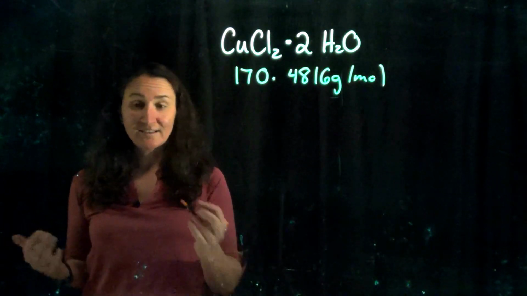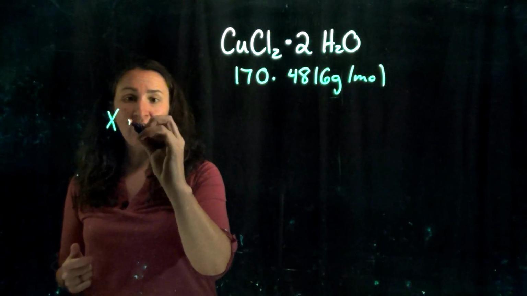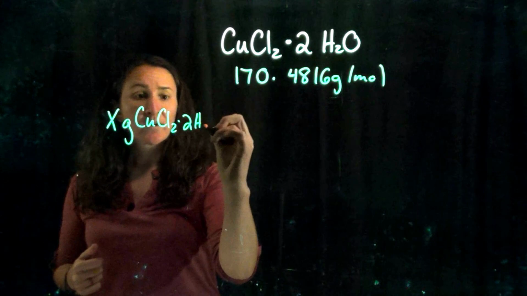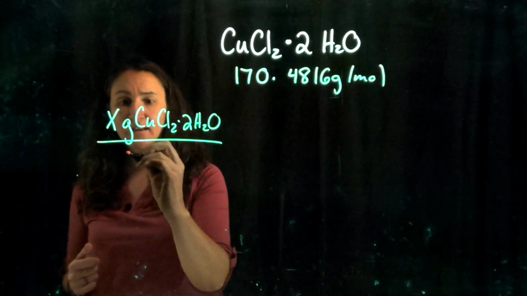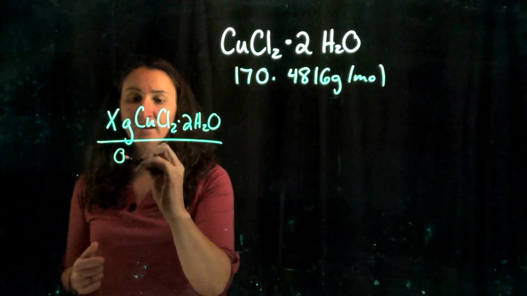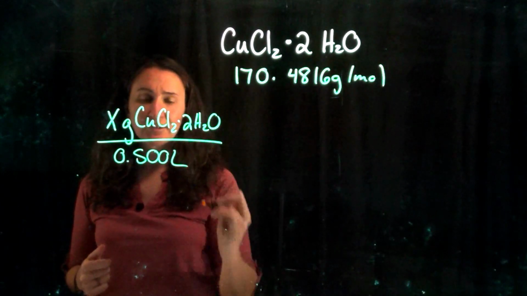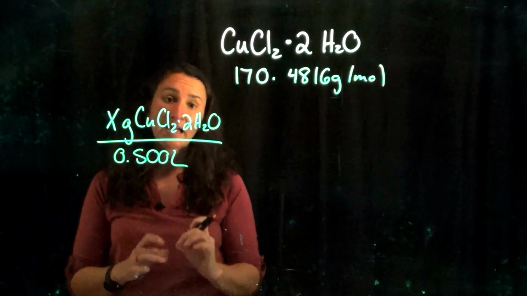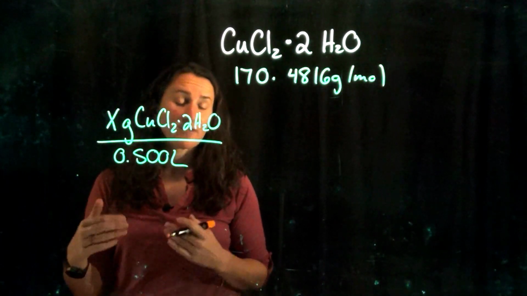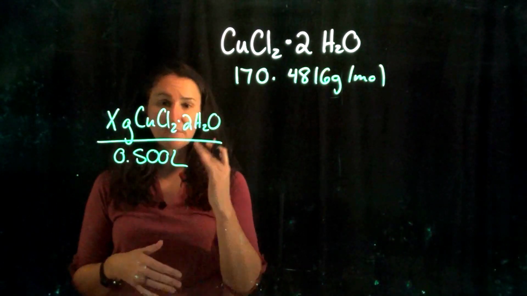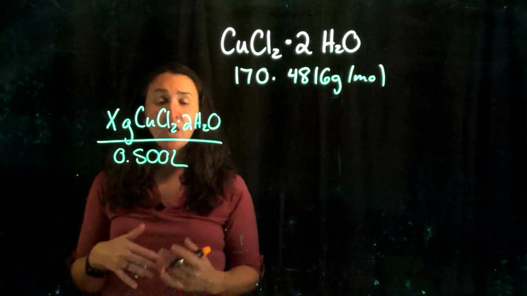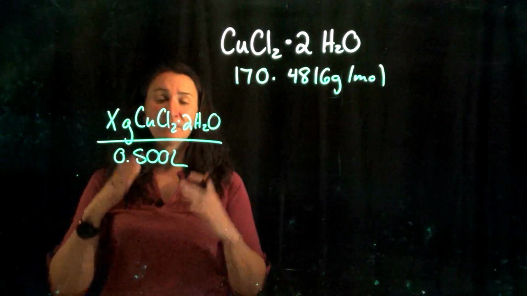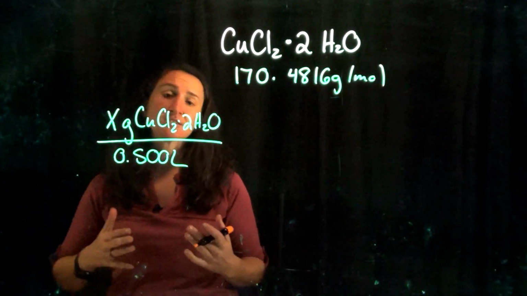So what is this asking us to do? It's asking us to find out how many grams of copper 2 chloride dihydrate we're going to use in 500 milliliters or 0.500 liters to make 100 parts per million copper ion solution. And if you've never seen parts per million before, it's just milligrams per liter of solution, or you can also do milligrams per kilogram of solution. Notice that the bottom part is solution, not just solvent.